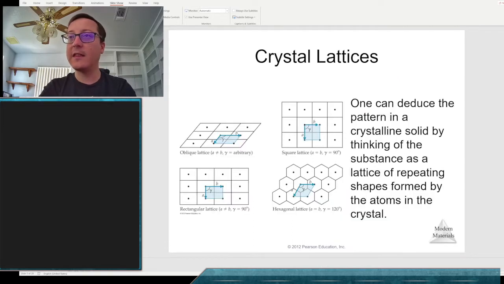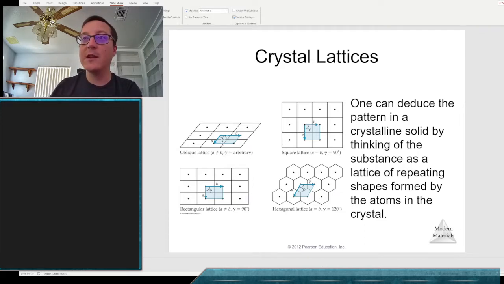And so we can see that there's kind of four major ways we can make crystal lattices. So lattices are just these repeating structures. And they're either going to just be rectangular or parallelograms. They're all parallelograms. And so just depending on the size of those sides of your parallelogram and the angles within them, you can come up with different shapes.